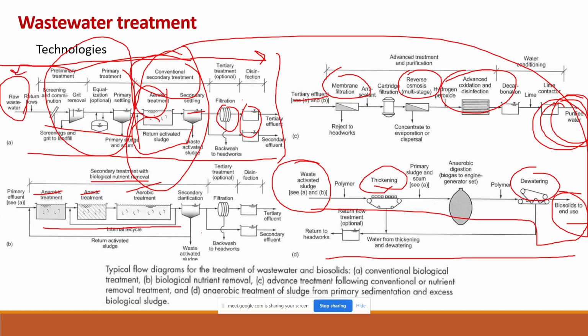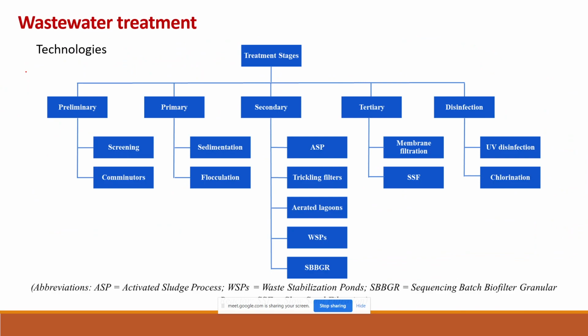It is mixed with raw wastewater and again the process continues. Okay. So this basically represents your different treatment process lines depending upon your target or your aim. Fine. Now this flowchart here again represents the different treatment stages which are available. So for preliminary, you have screening and comminutors, and in primary, sedimentation and flocculation. Different processes in secondary. In tertiary, membrane filtration, and in disinfection, UV disinfection and chlorination. Fine. So you see these processes are more or less common, but in secondary we have a lot of options.